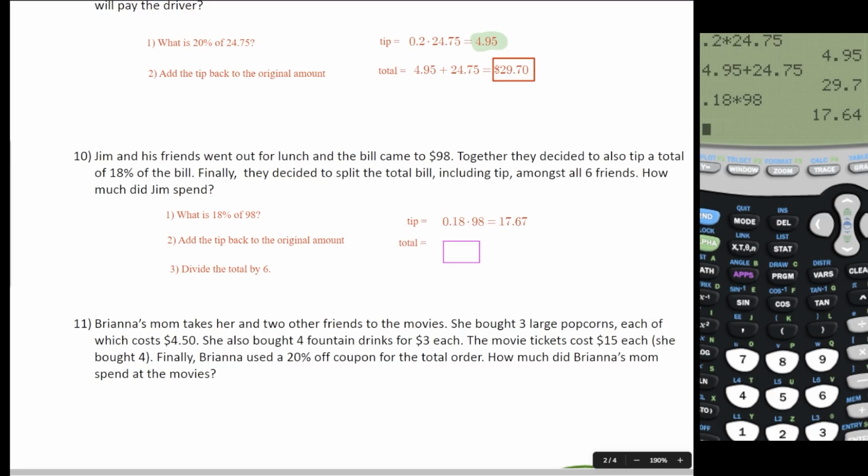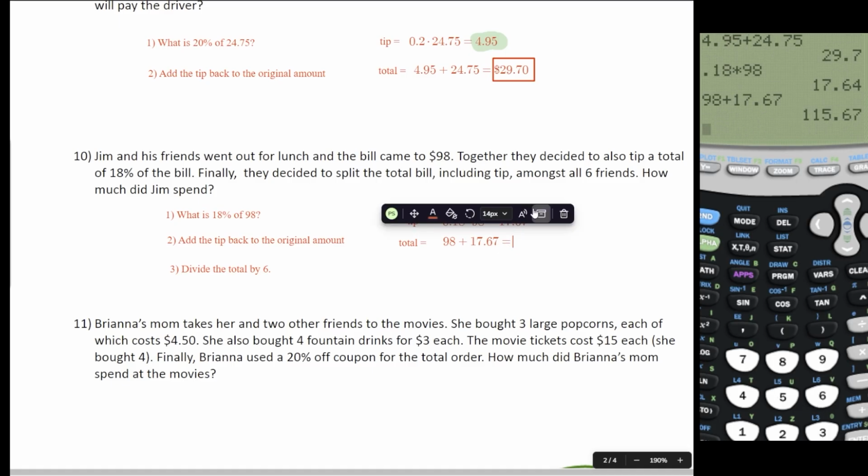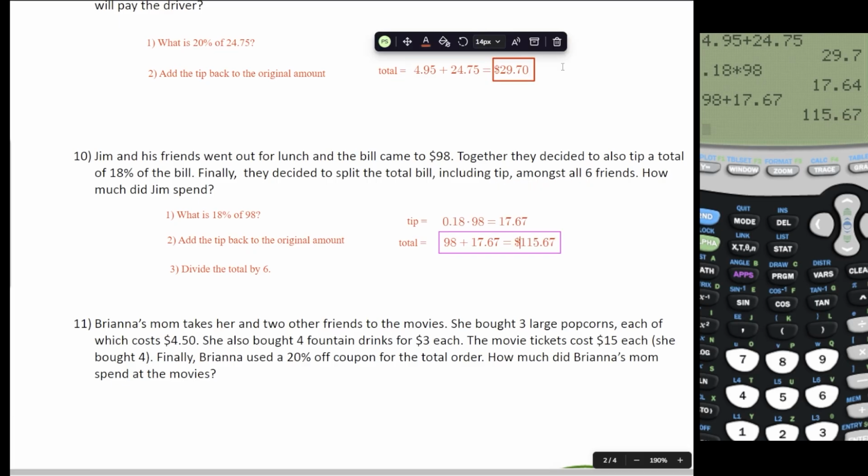I'll just type it down here. Our total is going to be the original $98 plus the tip, which is $17.67. Let's see what that'll be. $98 plus $17.67 is $115.67. So $115.67 is going to be the total amount that the group pays.